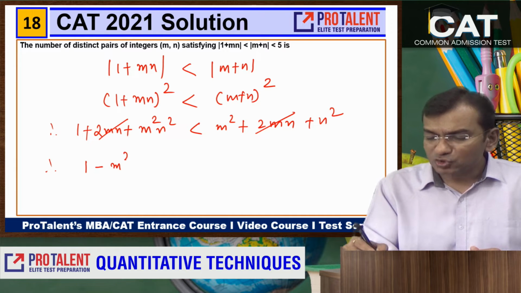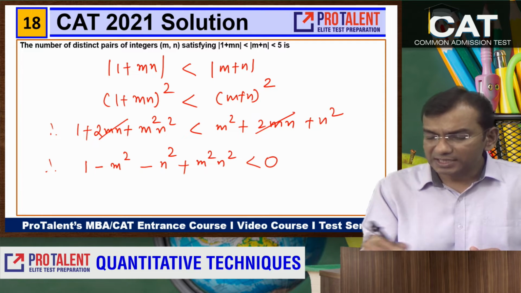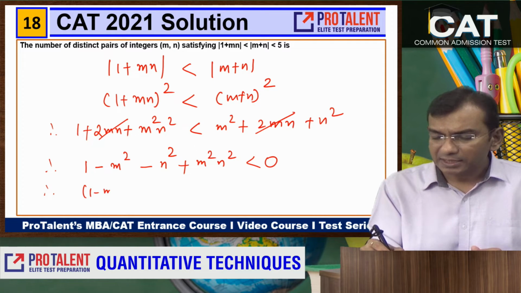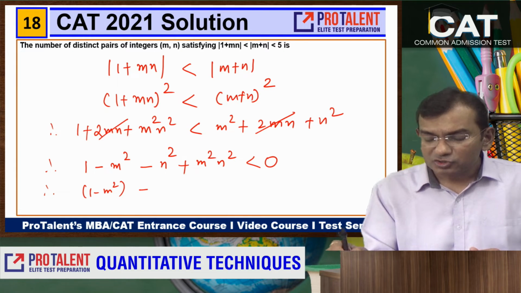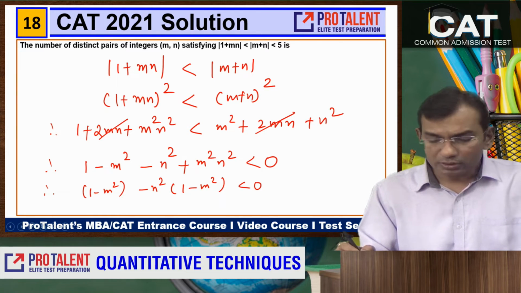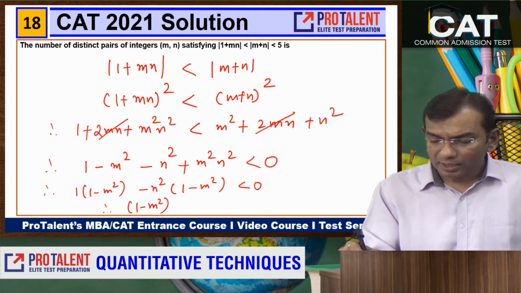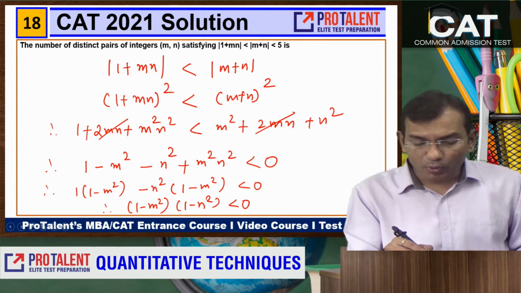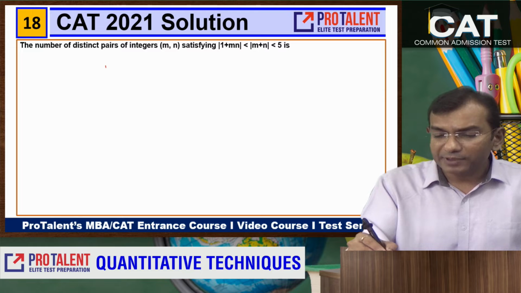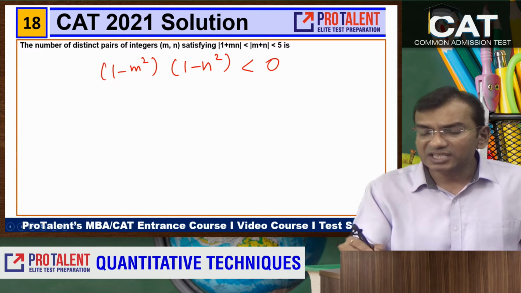minus m square minus n square plus m square n square is less than 0. So this is 1 minus m square. इसमें से मैंने कॉमन निकाल दिया. ठीक है, that is n square. So I'm left with, you can say 1 minus m square is less than 0. बराबर है, and this is 1 common है. So I take out 1 minus m square upon 1 minus n square less than 0. ऐसा होगा, yes or no? So what I'm doing is, effectively I'm getting 1 minus m square into 1 minus n square is less than 0. ये कब होगा?